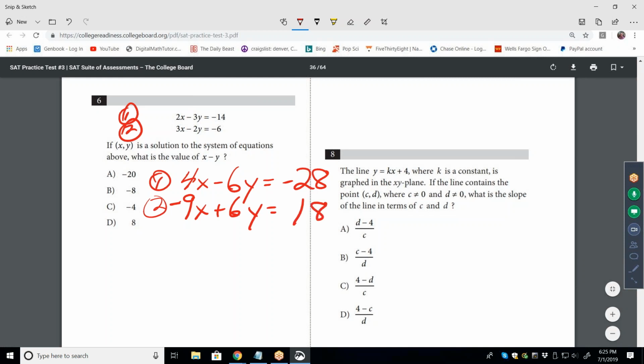Good. Now what? Hold on. Hold on. You don't just get rid of stuff in math. You can add equations or you can subtract equations. That's all you can do. So what are you going to do here? How do you eliminate one of the variables? That's the question.